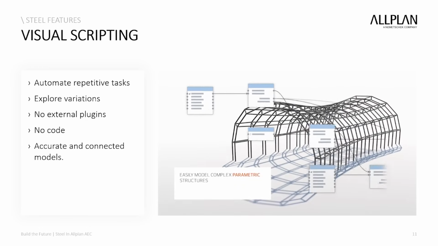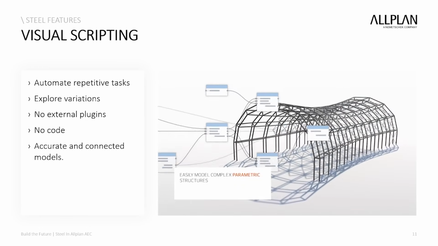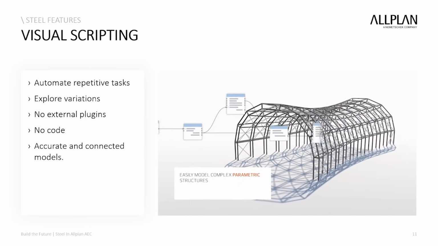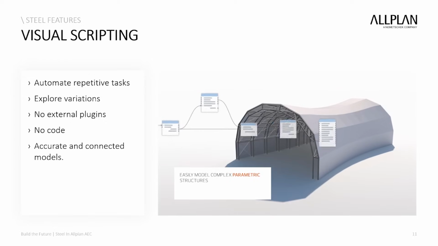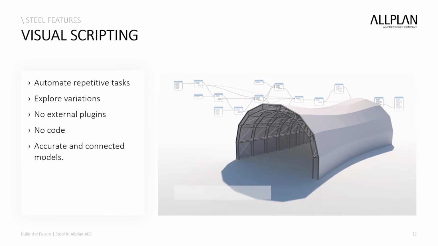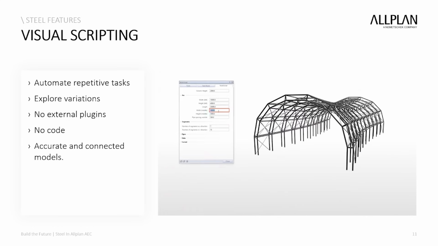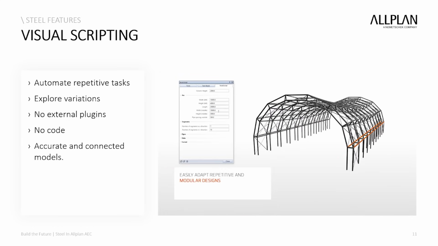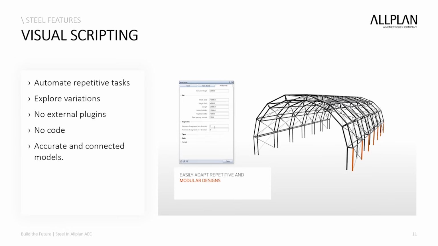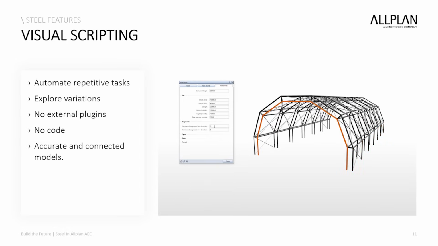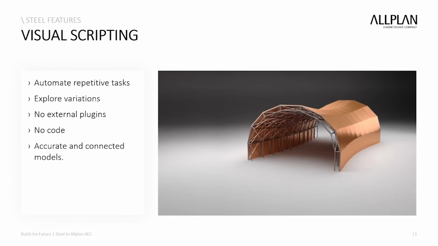ALLPLAN AEC's powerful built-in visual scripting tool requires no external plugins or coding experience. Just bring your imagination. In this example, we've used simple geometric elements to develop a tunnel-shaped surface and have generated a supporting 3D space frame in a matter of minutes. The use of parametric modeling allows you to rapidly automate repetitive work and explore variations, while creating highly accurate and connected models essential for later stages of design.